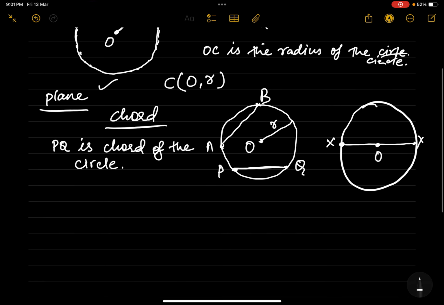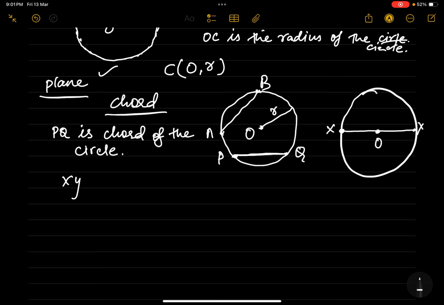So XY is a chord, but we are going to give it a special name because it has a special property: it passes through the center of the circle. So we are going to name it a diameter. A diameter is also a chord which passes through the center of the circle. What I defined about the chord is that it joins any 2 points of the circle, and the chord which passes through the center of the circle is known as the diameter.